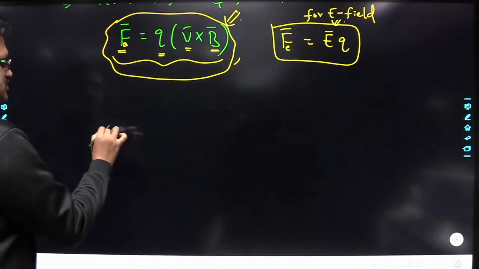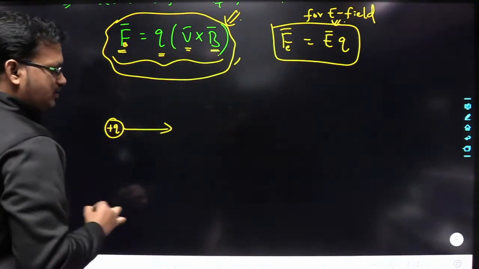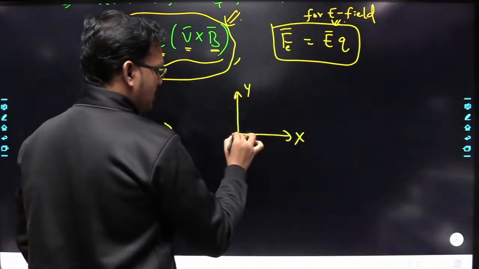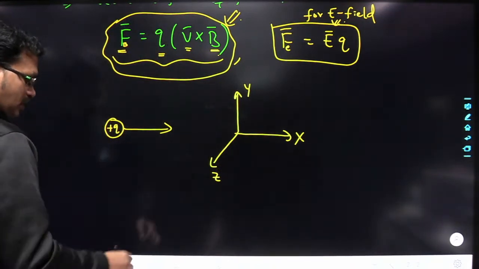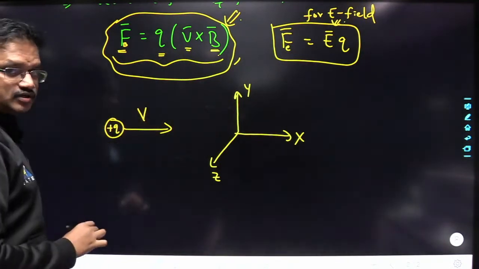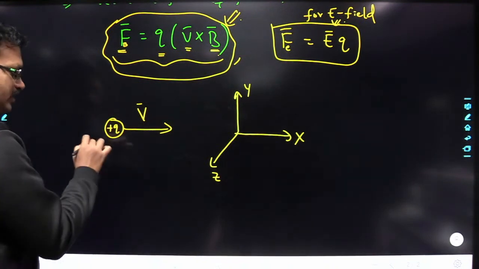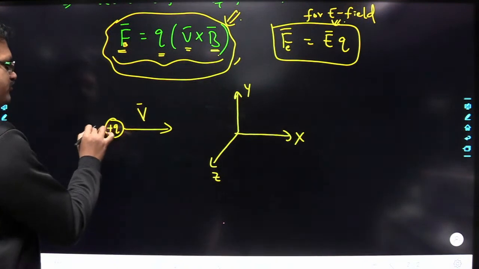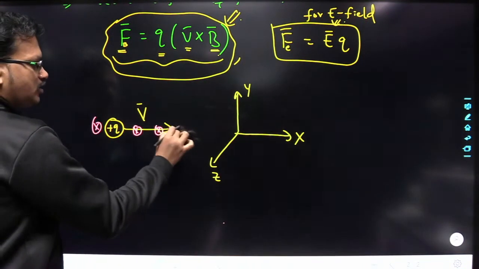We have seen that whenever a charge, let us say plus Q, is moving in this direction, we have considered this as the x-axis and this as the y-axis, and the z-axis is coming out of the board. Let us assume plus Q is moving in the x direction, so the velocity is in the x direction. Let us assume the B field here is pointing into the board.